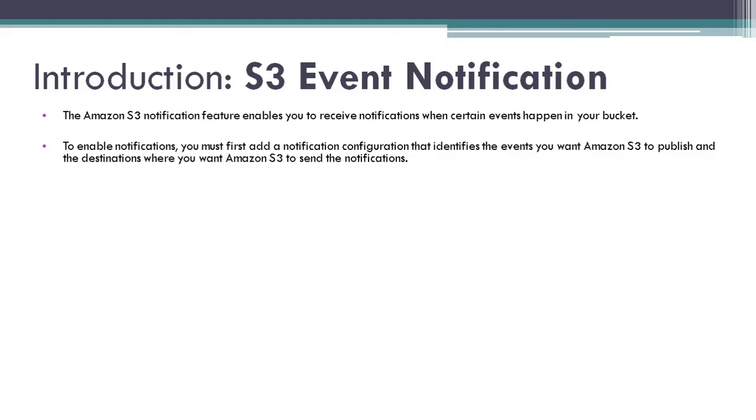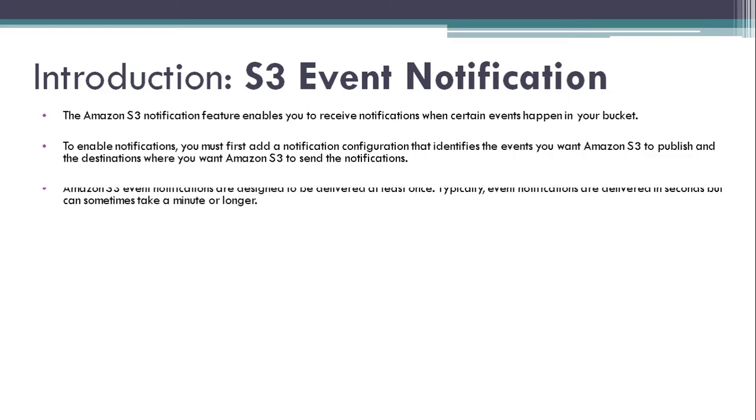So while configuring this feature, you can set some events and some destinations. Events like creating or deleting objects, and you can set a destination to send that notification. There are some destinations available like SQS, SNS and Lambda. We will see that in the next slide. Amazon S3 event notifications are designed to be delivered at least once. Typically, event notifications are delivered in seconds but can sometimes take a minute or longer.